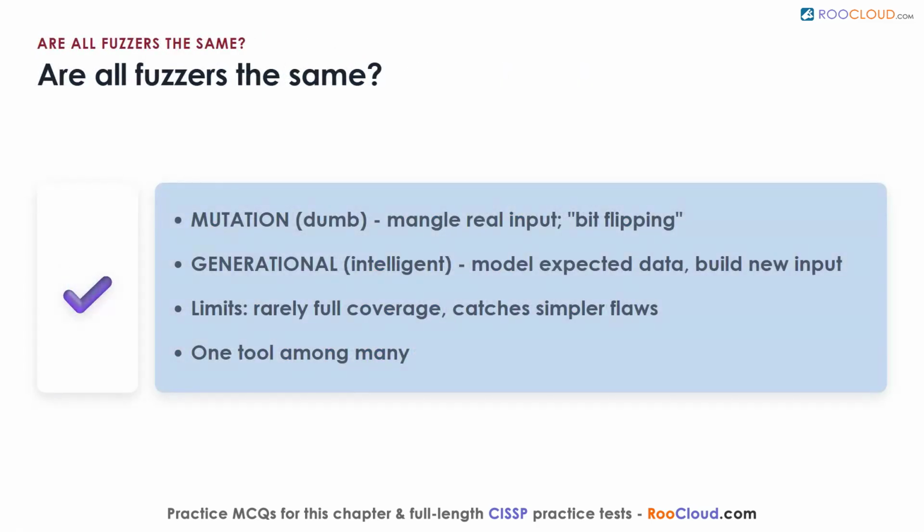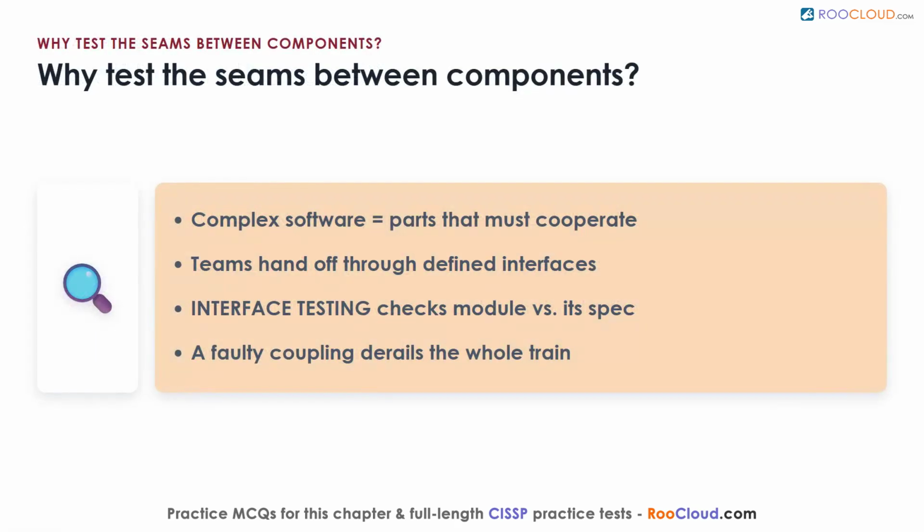Are all fuzzers the same? No. They split into two broad styles. Mutation fuzzing, sometimes called dumb fuzzing, takes real input from actual use and mangles it, flipping characters or tacking on extra data to create fresh garbage. That small tampering is known as bit flipping. Generational fuzzing, the intelligent kind, is smarter. It builds a model of the data the program expects and generates new inputs from that understanding. Just know the limits. Fuzzing rarely covers all the code and tends to catch only simpler flaws, so it is one tool among many.